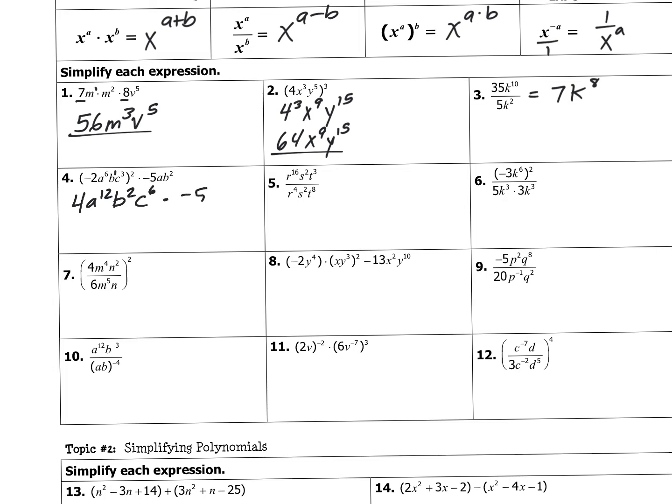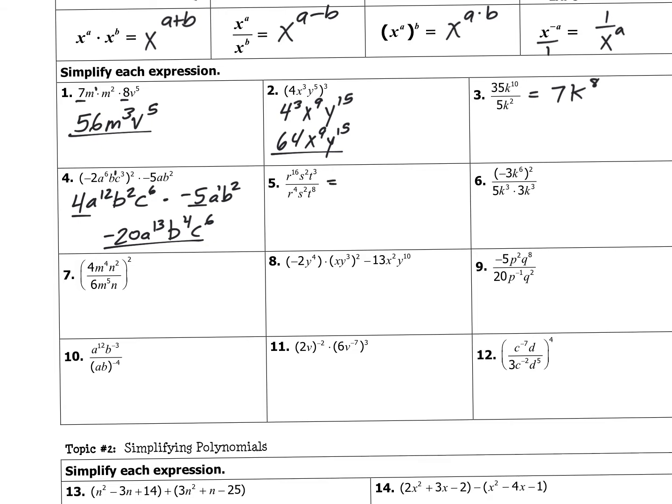And we're multiplying that by negative 5ab squared. 4 times negative 5 is negative 20. A to the 12th times a to the first is a to the 13th. You add. B squared times b squared is b to the 4th. And c, poor c, didn't have anything to combine with. So we just add it in there at the end.